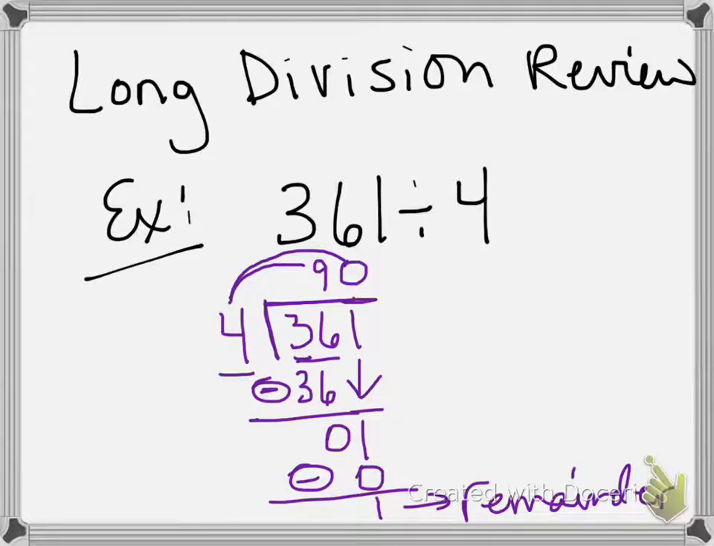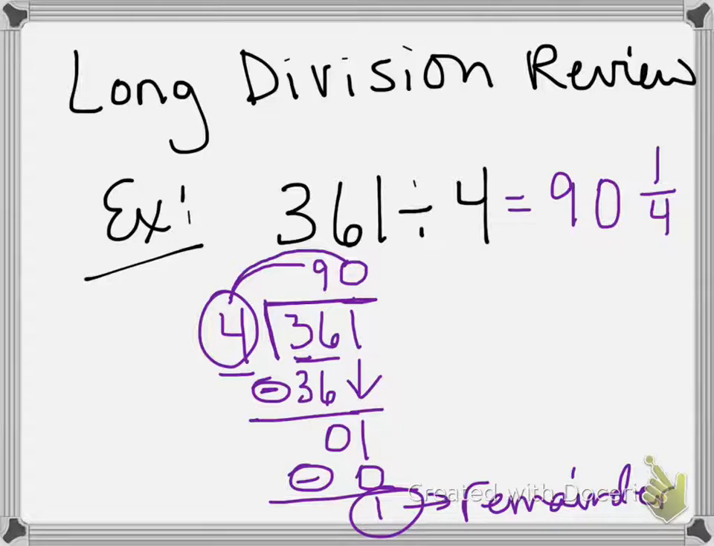When I write my answer, I would say 361 divided by 4 equals 90, and the remainder is 1. But if we want to write it as a fraction, we would write 1 divided by 4. So 361 divided by 4 equals 90 and 1/4.